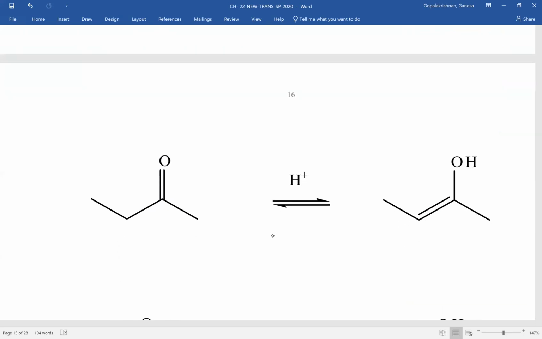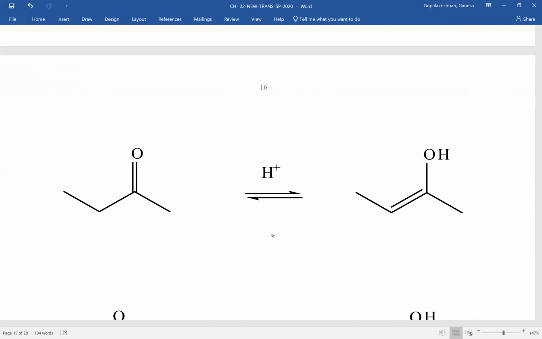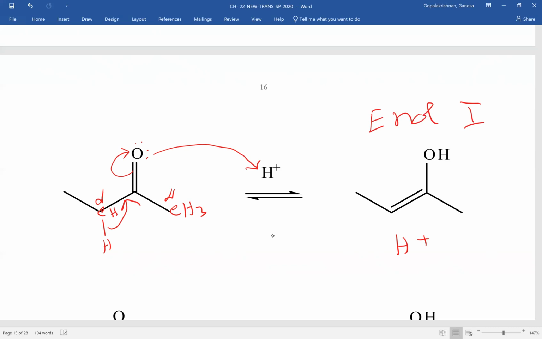If you take the example of a ketone, a ketone has two alpha carbons. This has three hydrogens. This has two hydrogens. Let me highlight one. The same way, the oxygen picks up the proton, the bond flips, and this flips, and H plus drops down. So this is an enol. I'm going to call it enol 1.